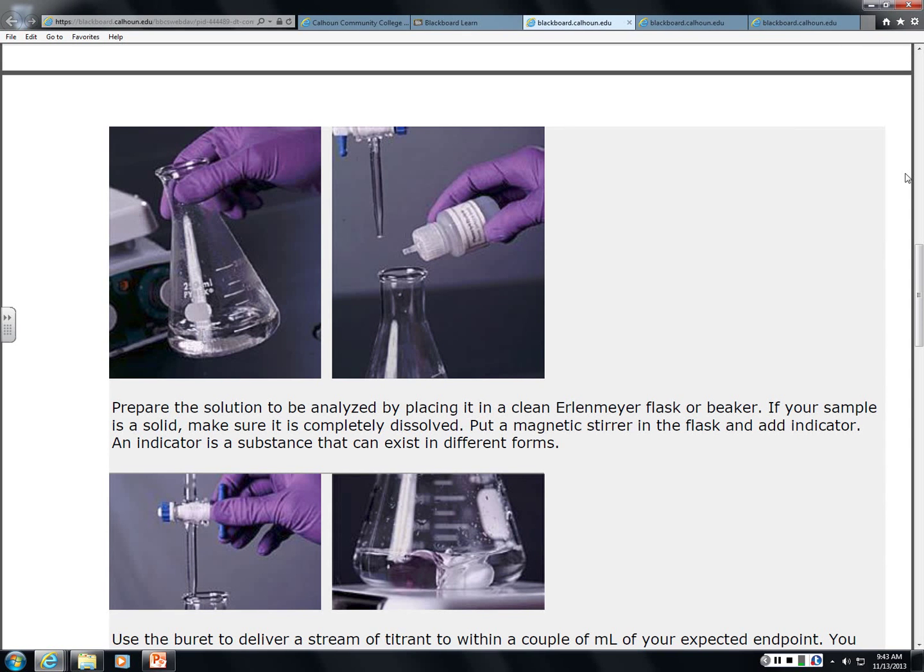Then we put our stir bar in there and we placed it on top of the stir plate. The last thing we had to do is add indicator. I had a couple groups that forgot this, so guess what happened? It never changed color, right? So you have to be sure you add a few drops of the indicator.